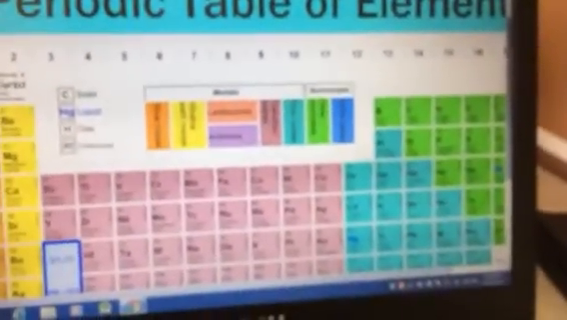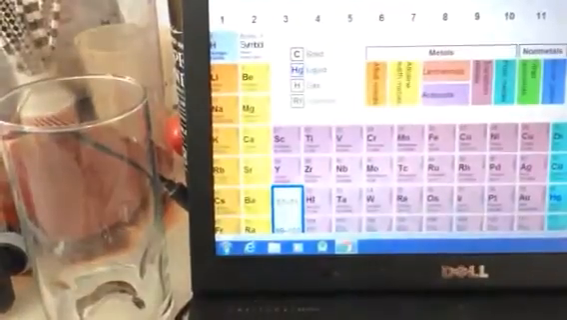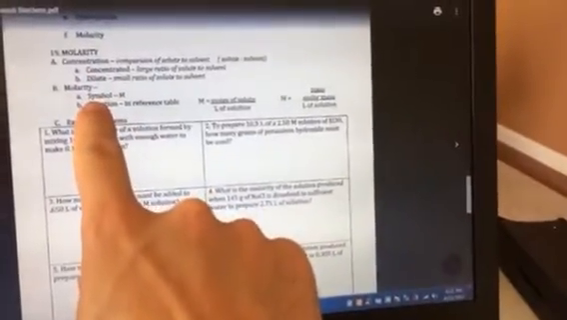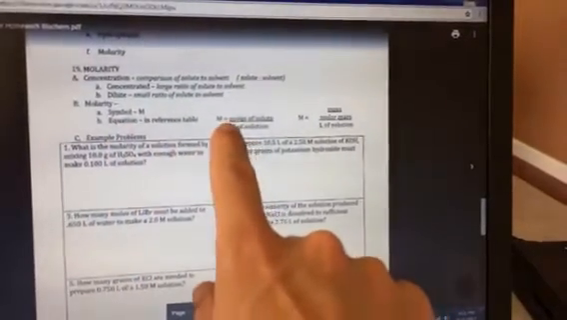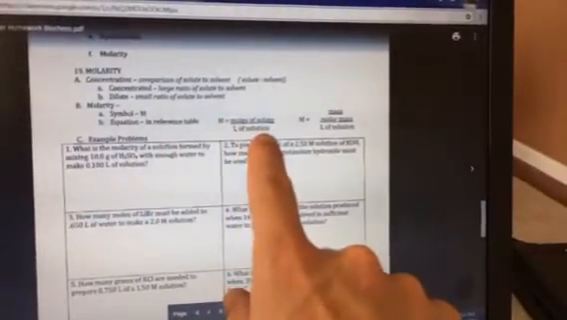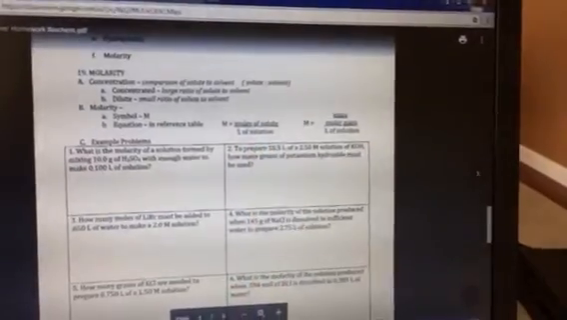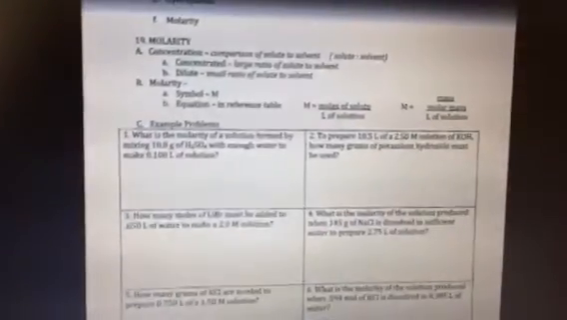So you'll need your periodic table, and let's take a look at the worksheet. The worksheet gives you a couple of bits of instruction. So some definitions. Molarity is moles of solute per liter of solution, and that's what we're going to try to attack here. So the first problem is looking at what's the molarity of a solution.